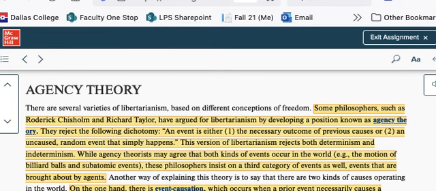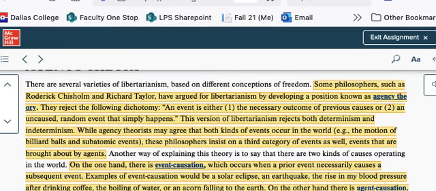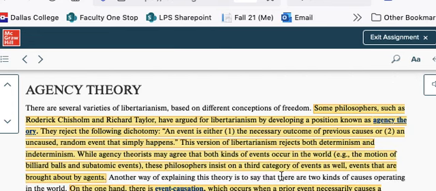Remember, this trips students up sometimes. Agency theory is a kind of metaphysical libertarianism. Students tend to confuse agency theory and some of its concepts with soft determinism or compatibilism. Really pay attention to the specific words naming the concepts, the terminology of the agency theorist versus the terminology of the soft determinist.